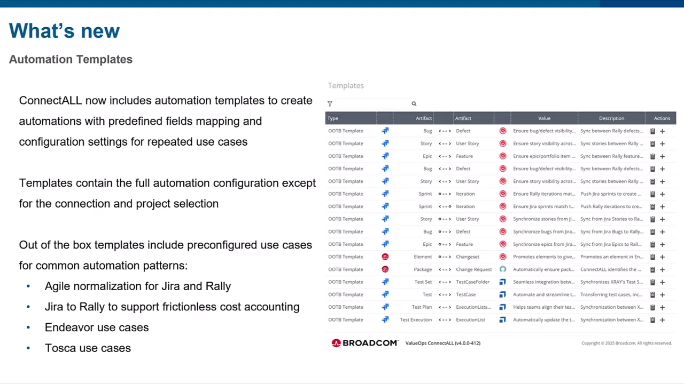We do have out-of-the-box templates that are pre-configured for use cases that we're well aware of. We have an agile normalization set for Jira and Rally. We have a Jira to Rally set to support frictionless cost accounting. We know this is a use case that is ramping up with Rally and Clarity, and there are a number of customers looking at adopting this via Jira. So this is basically a minimal set of templates for just doing frictionless cost accounting.